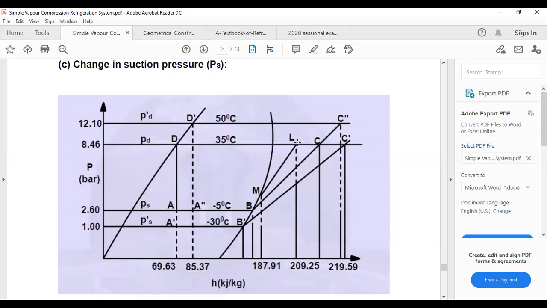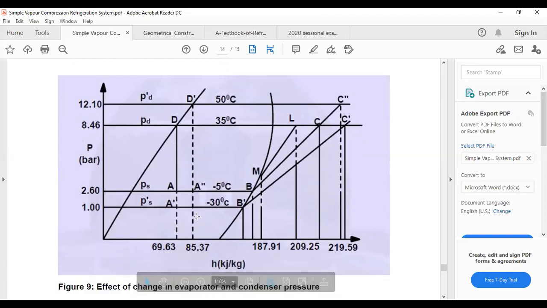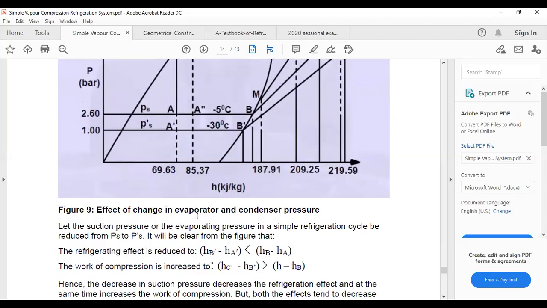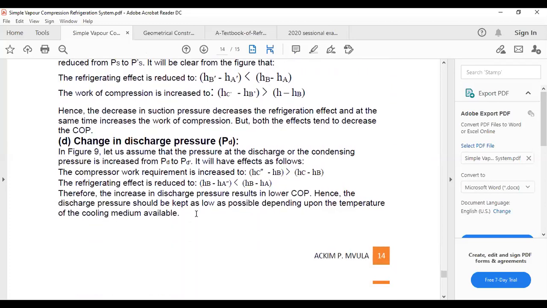Okay, the same applies. When we increase the discharge pressure, we increase the amount of work that the compressor has to do. And since this cycle is changing on top, there is that reduction. Initially it is at D, and when you increase the discharge pressure, it goes to D prime. So you can see there is a reduction in the amount of heat we are going to extract. That reduction leads to reduced COP. So increasing or decreasing pressure reduces the COP.